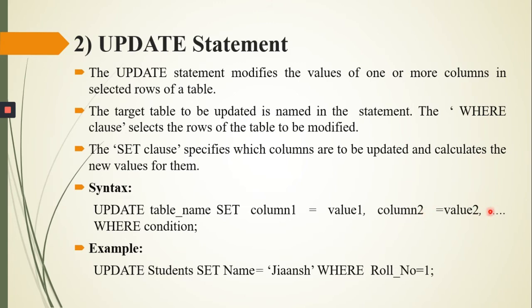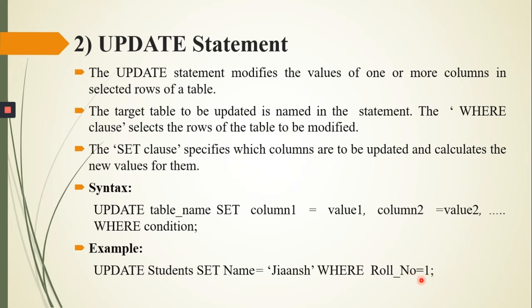We can change n columns. The where condition must be satisfied. If the condition is satisfied, then this value will be changed. So see here, update student. Student is my table name. Now we have to write set. Then the column name. The column name is name in the student table. So I write name is equal to 'Gian', where roll number is equal to 1.